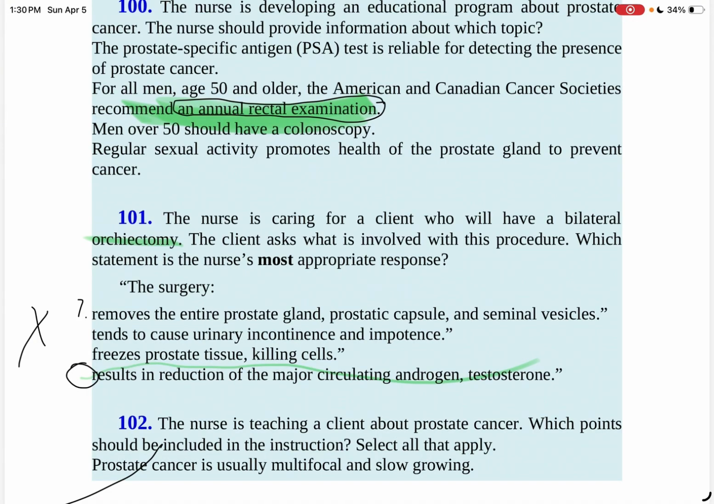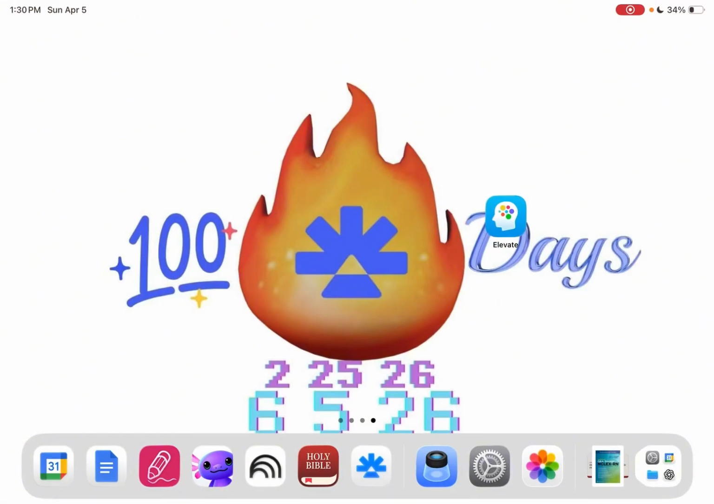And so, the nurse is developing an educational program about prostate cancer. The nurse should provide information about which topic for all men age 50 and older. So the nurse is caring for a client who will have a bilateral orchiectomy. The client asks what is involved with this procedure. Which statement is the most appropriate response? So I guess the 101 ko sagot. 101 is gahang na siya. Gahang jud siya.